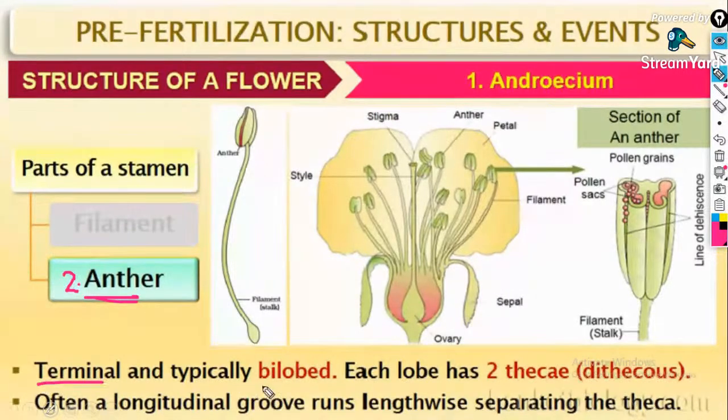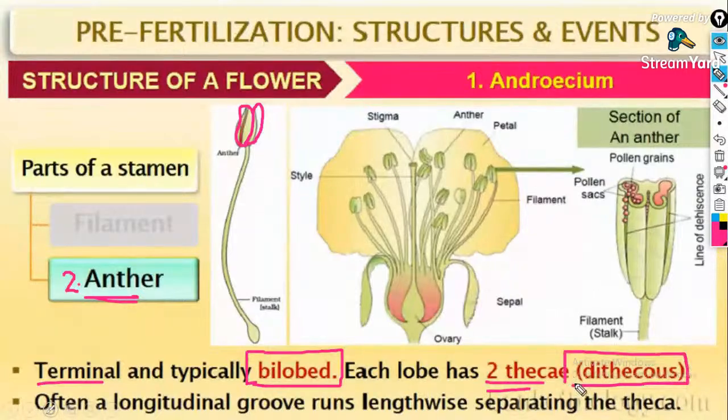Anther is terminal and it is typically a bilobed structure. Look, this is a bilobed structure, right? This is one lobe and one lobe in the back. So, anther is a bilobed structure, and each lobe consists of two thecae. Since it consists of two thecae, you will call it a dithecous anther. So a typical angiosperm has a bilobed dithecous anther.